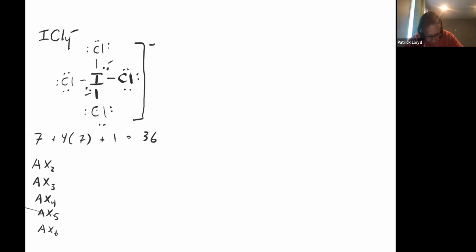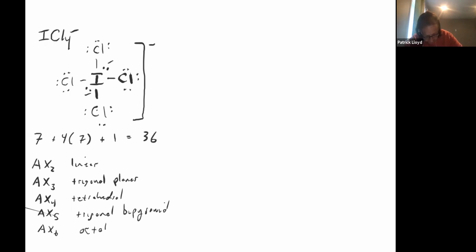Okay, remember how we said that that was linear? And this was trigonal planar, and this was tetrahedral, and this was trigonal bipyramid, and this was octahedral. I'm not going to put the angles down, but now I'm going to put the hybridization. SP, SP2, SP3, SP4. No, there's no such thing as SP4, sorry. SP3D1 is called, and then SP3D2.